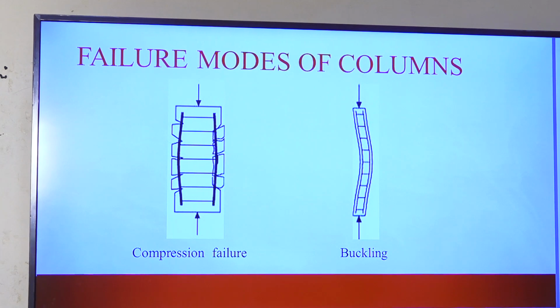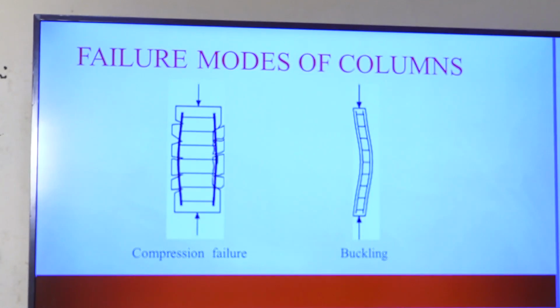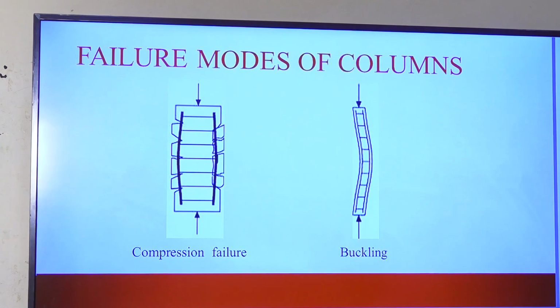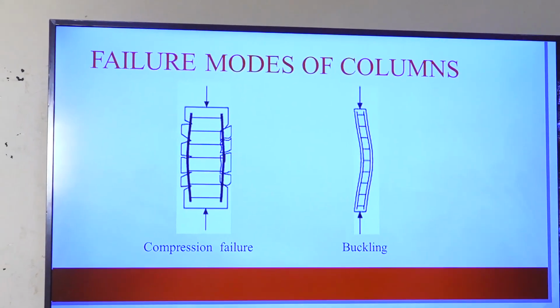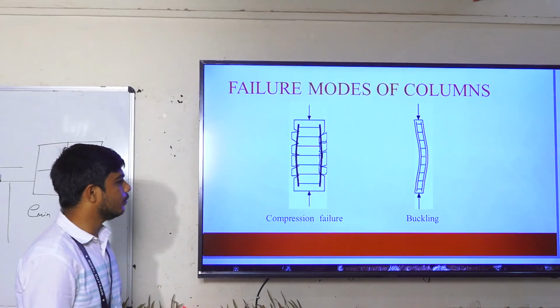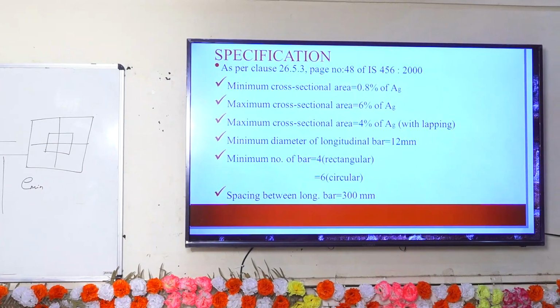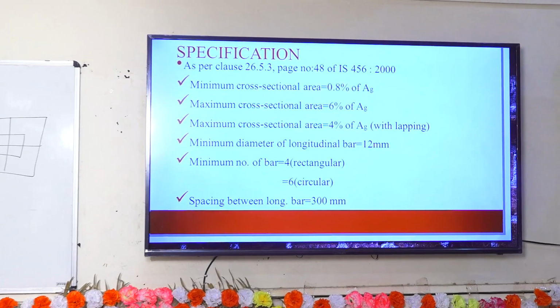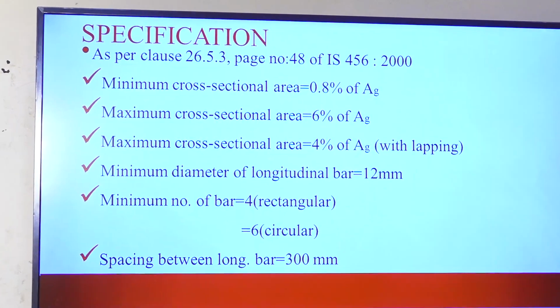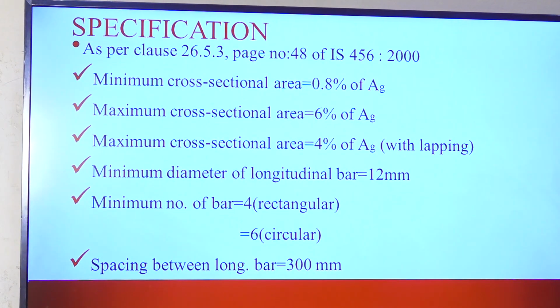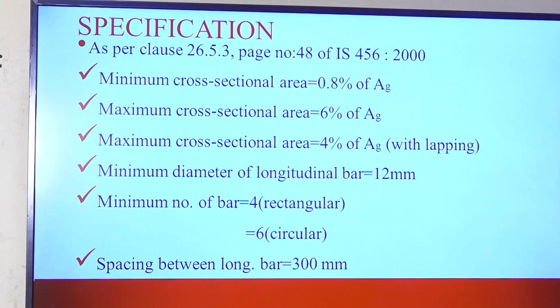And the failure modes of column. How will the column fail? Basically, a column will fail either in compression or buckling. A short column will fail in compression and a long column or slender column will fail in buckling. Now some specifications. These specifications are taken from IS 456-2000, page number 48 and clause 26.5.3. You should go through the code.